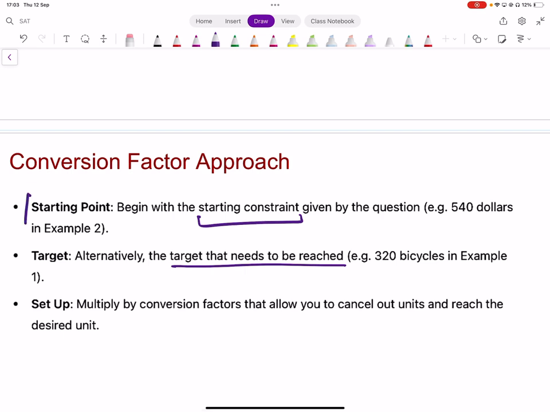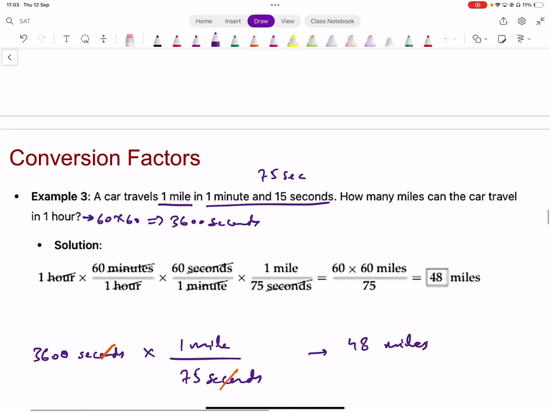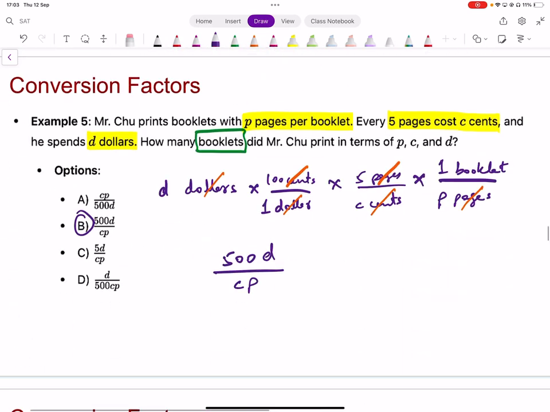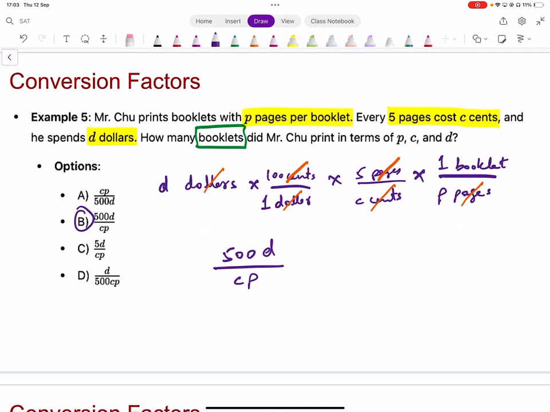You'll have some starting point, some constraint that is given. In this case, you were given that he spends D dollars. This is not a conversion factor. So you'll have one figure that's not a conversion factor. He is spending D dollars. That's a constraint that you have, right? That he is only spending D dollars, he can't spend more. So that's where you start.